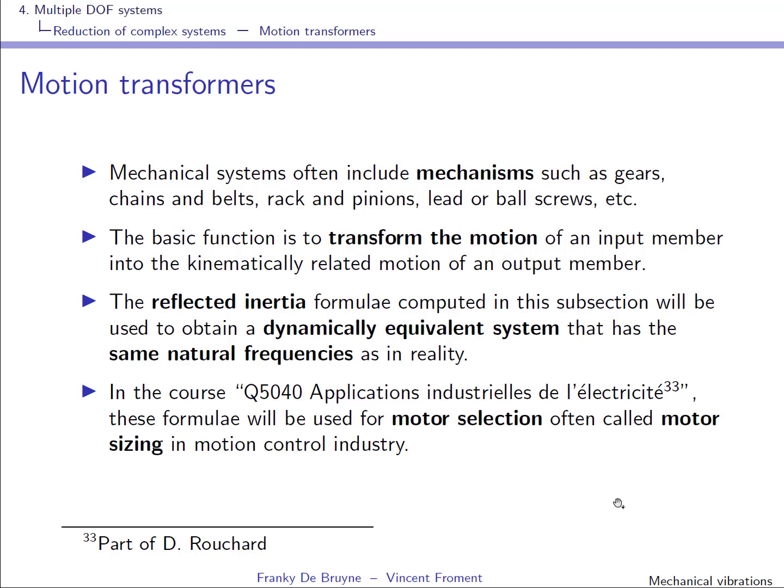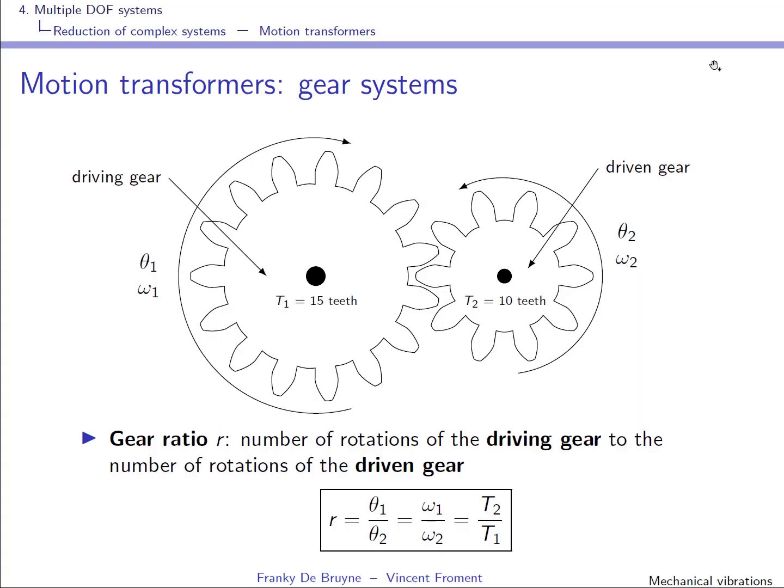These reflected inertia formulas will be used in the course Application industrielle de l'électricité of my colleague David Rouchard, and there they will be used for motor selection, and in the field of motion control industry it will be called motor sizing. Well, the first motion transformer that we can consider is the gear system.